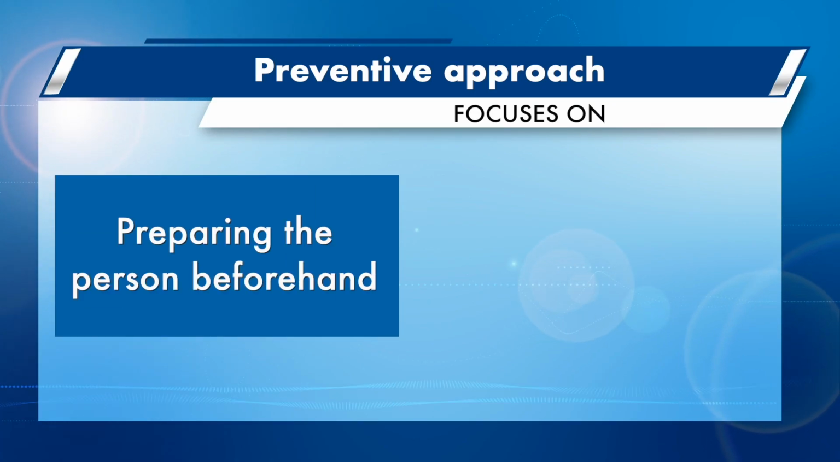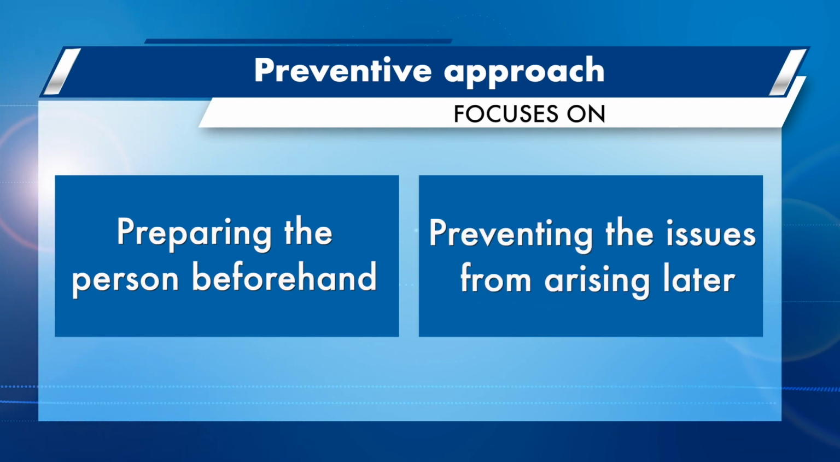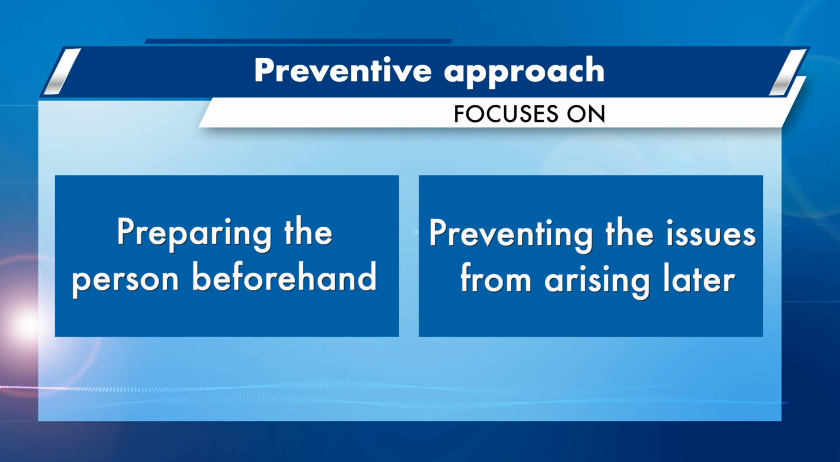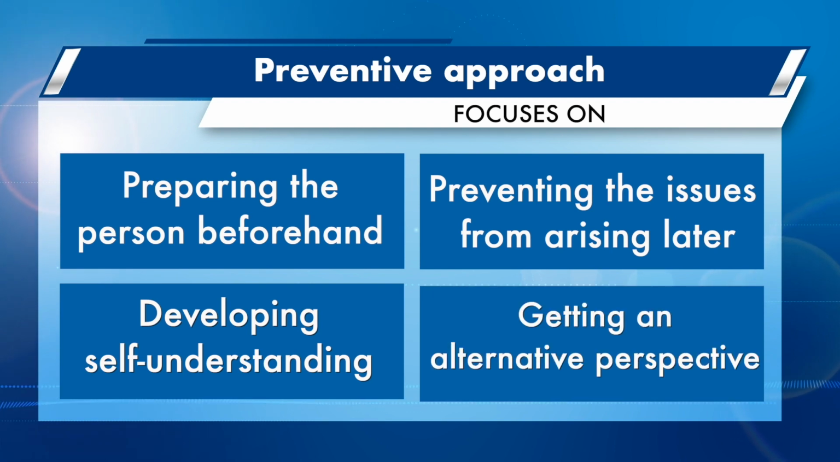The fourth one is the preventive approach to counseling. It focuses on preparing the person beforehand so that it prevents issues or problems from arising later. For instance, we have many cases of students, as I said earlier, going into depression or even suicide due to exam related stress. So here a preventive approach will focus on developing self-understanding, getting an alternative perspective and focusing on the larger goals and purpose in life. So this is an example of educational counseling with a preventive approach.